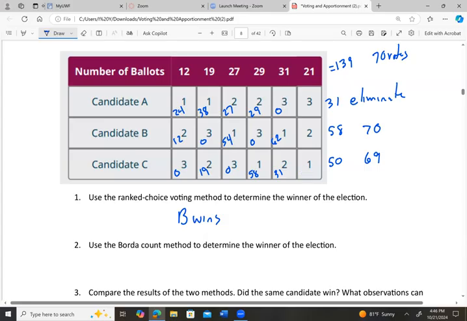Nope, sorry. 42. 2 times 21. 21 and 0. Adding them up, I get 118. I get 149. And I get 150. So by the Borda count rule, the winner is C.